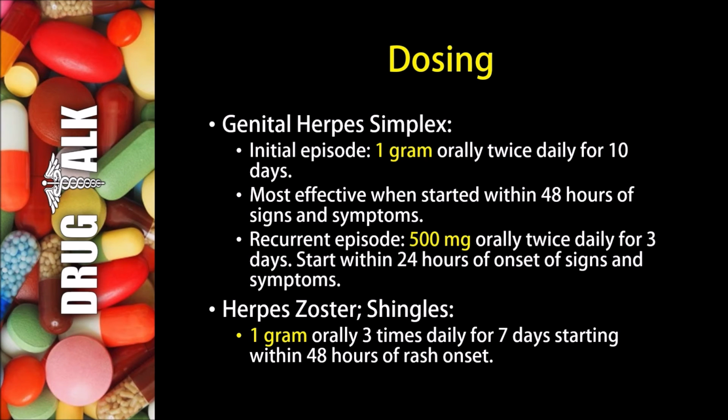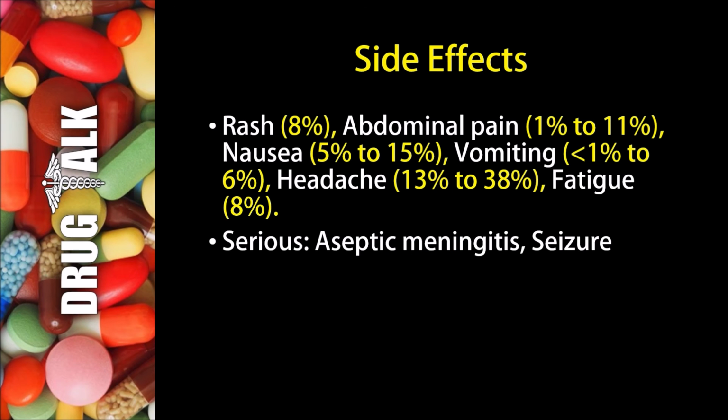For herpes zoster or shingles, we would see 1 gram orally 3 times daily for 7 days, starting within 48 hours of rash onset.